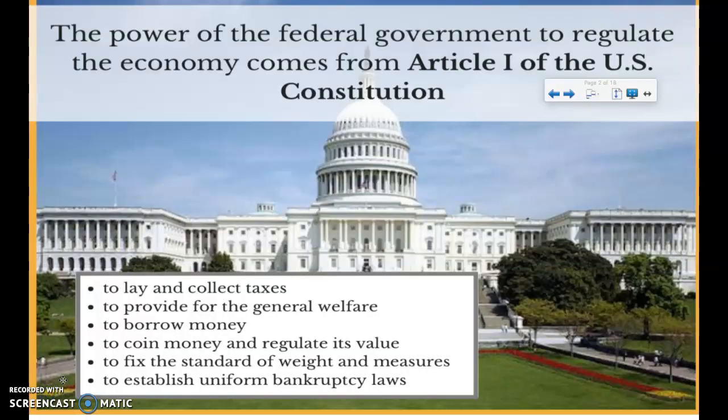So the power that the federal government has to regulate the economy comes from the Constitution. Article 1 of the Constitution is what gives those government roles or powers to Congress. If you remember in Pod A, we talked about expressed powers that are in Article 1, Section 8 of the Constitution: the power that Congress has to collect taxes, to provide for the general welfare, to borrow and coin money, to establish bankruptcy laws, weights and measures, protecting writing and discoveries of authors or inventors, so patents and copyrights. Those are all things that are laid out in the Constitution, and that's ultimately giving the government power in economic matters.